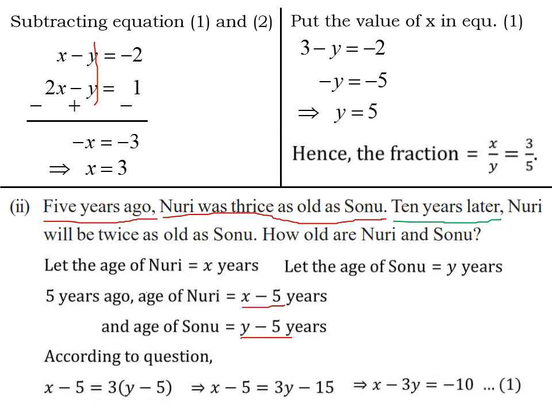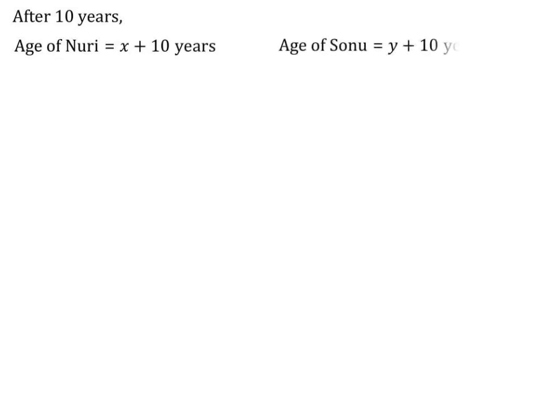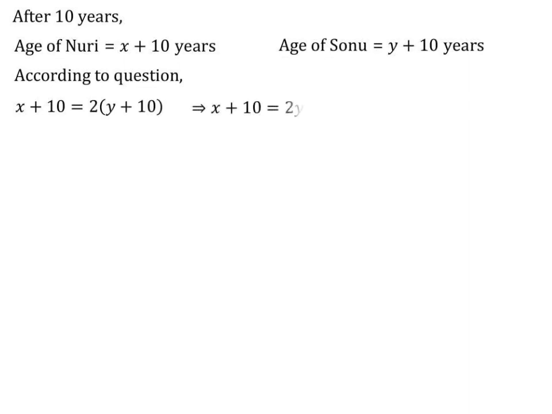Now, talking about the second case, 10 years later. After 10 years, age will be plus 10 years on both ages. So age of Noori will be x plus 10 years and age of Sonu will be y plus 10 years. Now, in this case, Noori was twice as old as Sonu. So according to this case, my equation will become x plus 10 equals 2 times y plus 10. After solving, I will get x plus 10 equals 2y plus 20. So x minus 2y equals 10 is my second equation.